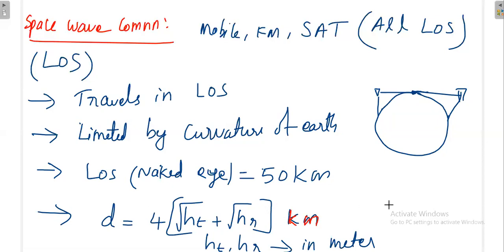So for example, say the transmitting antenna is on some building, around 250 meter. Then your receiving antenna may be in your hand, something around 5 meter. Once you plug in these values, you know the line of sight distance. The line of sight distance can be increased either by the transmitter or by the receiver or by both.